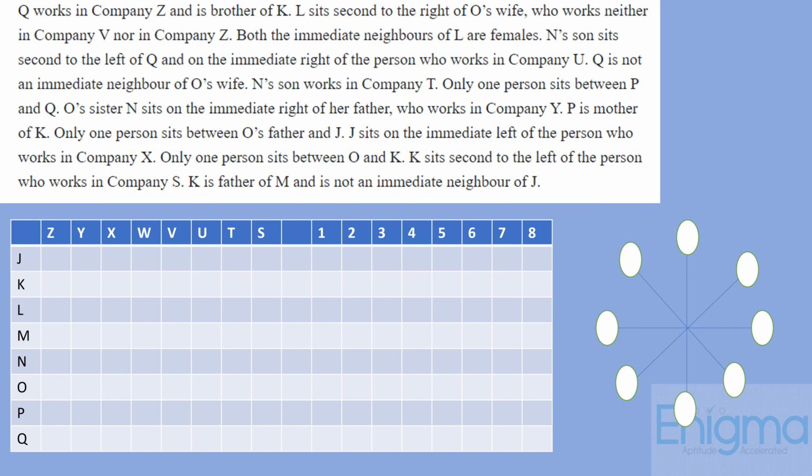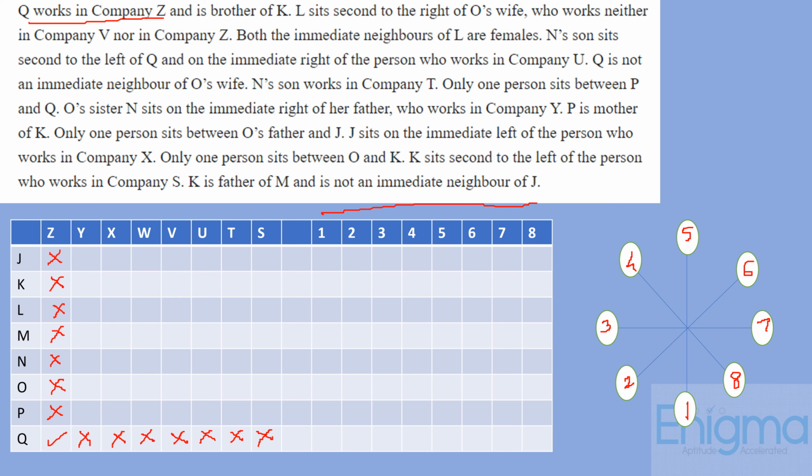Now let's start solving this question. Q works in company Z. That means Q and Z, the common cell, we can put a tick mark and we can put a cross vertically as well as horizontally. Now let's assume the position numbers in this sitting arrangement. Let's name starting from this position 1, 2, 3, 4, 5, 6, 7, and 8. These are denoted over here.